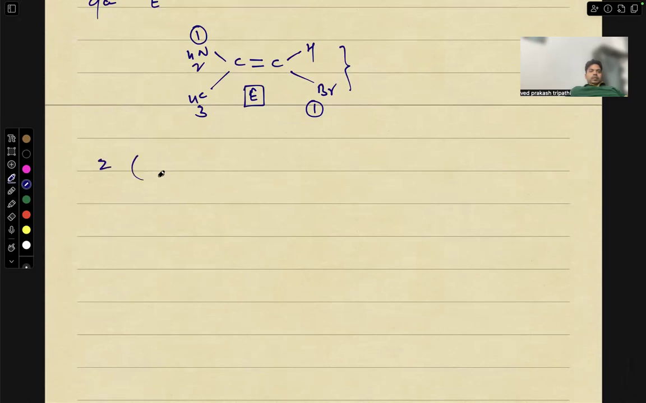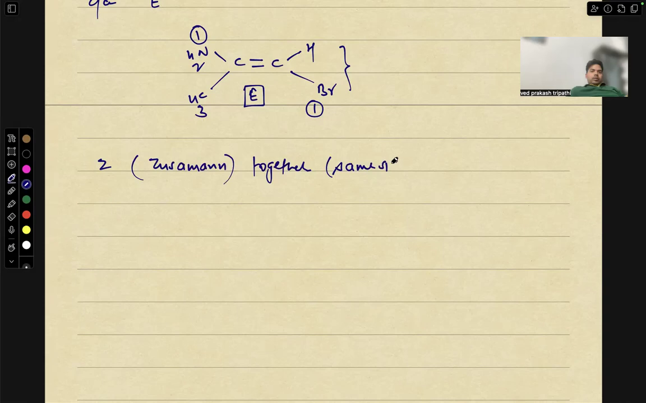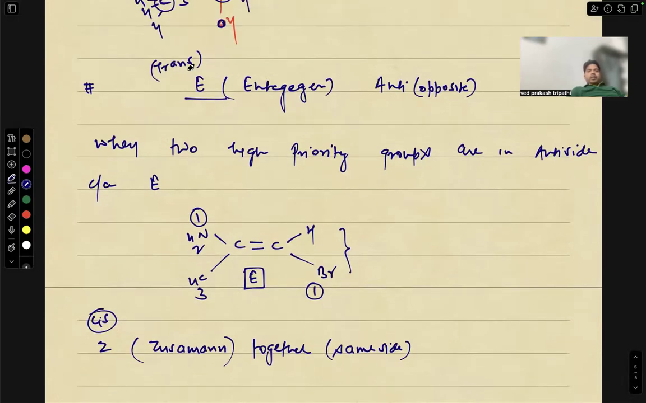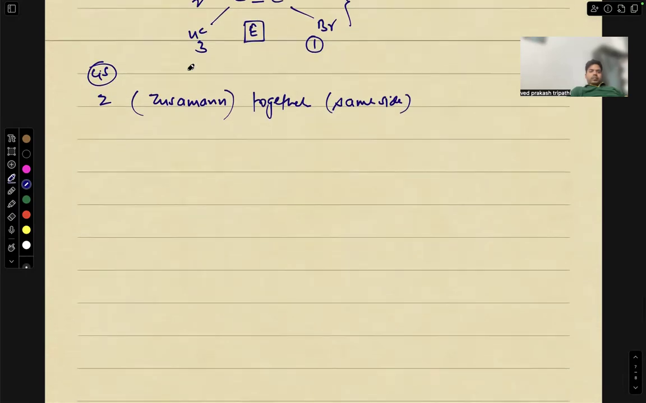Next is Z, which is called zusammen, which means together or same side. So Z is like cis, and E you can say is like trans. But in E and Z nomenclature, we have to decide the priority by atomic number, but in cis and trans, there is no need to compare priority. You can just look at the two similar groups: on the same side, then cis. If it's opposite, then trans.